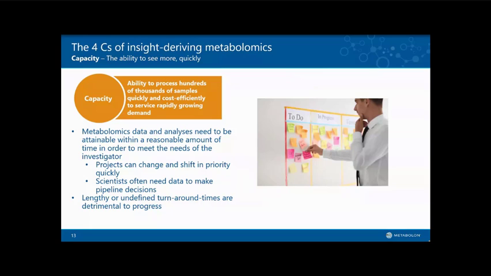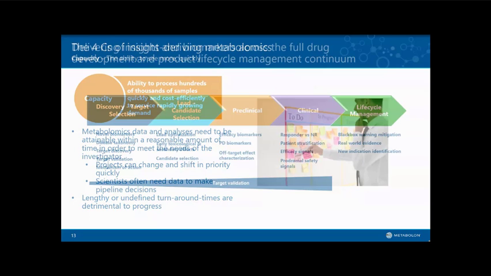We all know, we've all been there, projects change rapidly, priorities shift really fast. And if we do not have data back in a reasonable amount of time, you're not going to be able to make the appropriate decisions in terms of your pipeline, or am I going to move this candidate forward or not? So if you have lengthy and undefined turnaround times, this can be really detrimental to the progress. So capacity really speaks to the ability to have a defined project timeline, as well as know that you're going to be able to have a refined process that you can use over and over again.